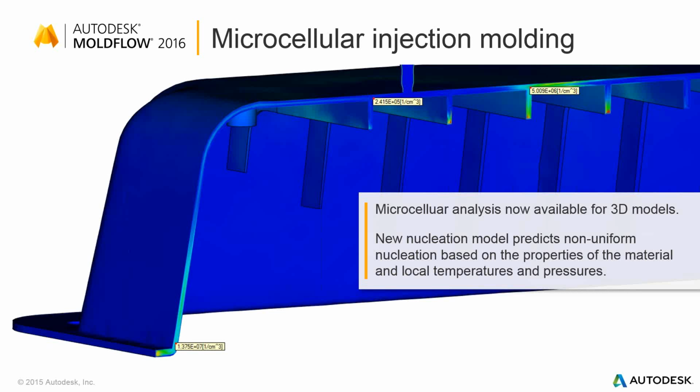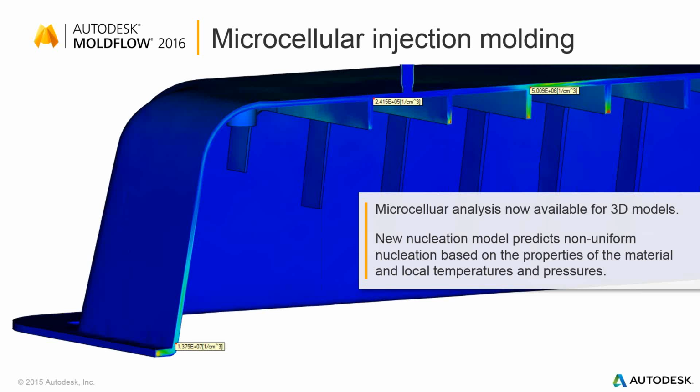In the past, you had to specify how many nuclei you were going to get and how big these gas nuclei would be at the beginning of the analysis, and that's something that really nobody could possibly know. So what we did this year is add a new nucleation model that calculates the number of nuclei and the size of those nuclei during the analysis. So it's completely process induced, like it actually is in reality as well.